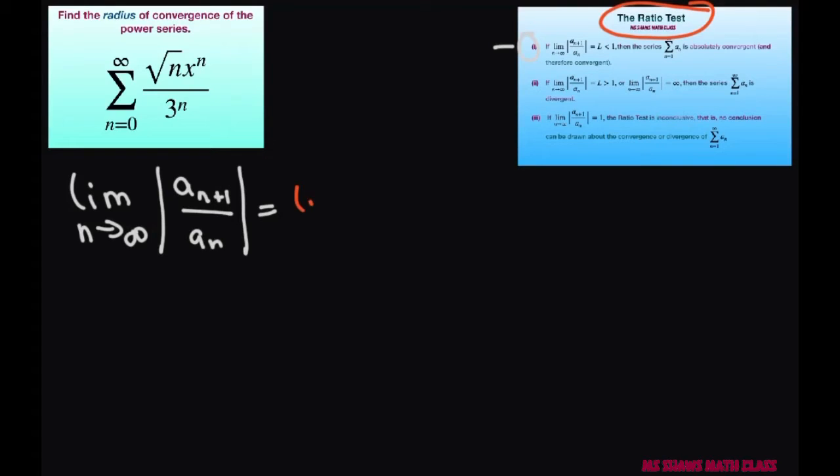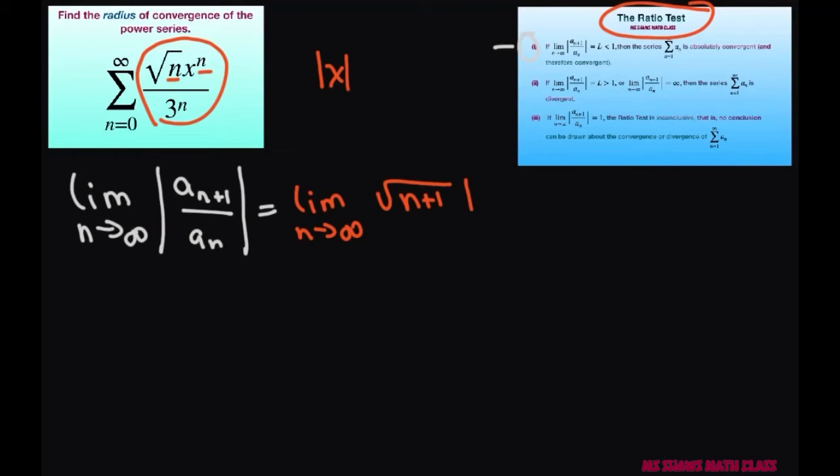And substitute. All right, so we have the limit as n approaches infinity, and this is our a sub n. So everywhere there's an n, put n plus 1. We also don't need the absolute value sign except on the x part. So we can just write this as square root of n plus 1. And then here we have x, so put absolute value of x to the power of n plus 1 divided by 3 to the power of n plus 1.